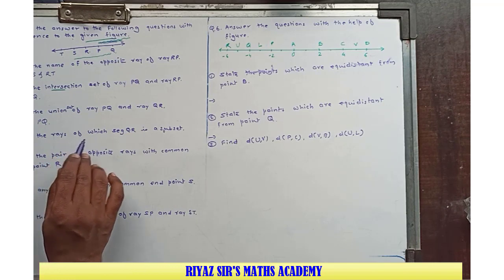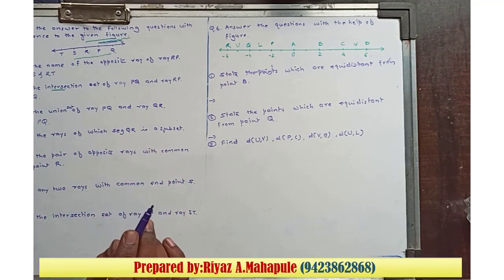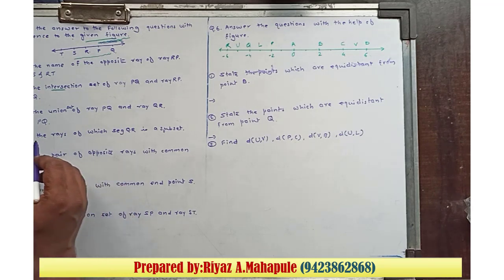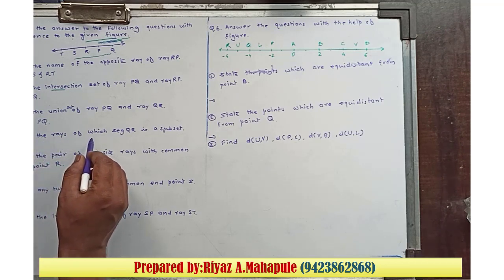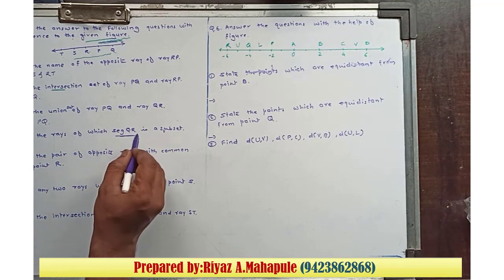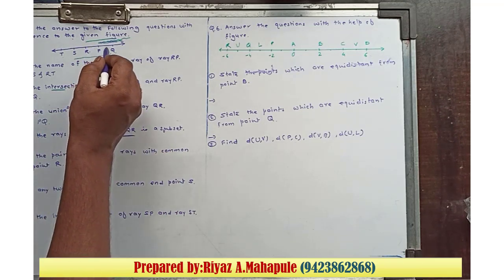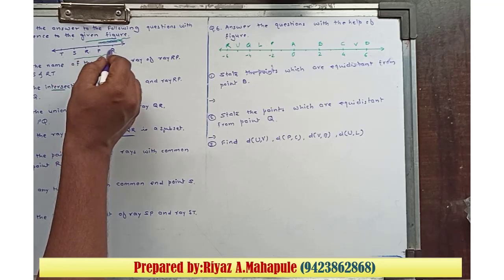State the rays of which segment QR is a subset. अभी subset का definition भी हुआ है अपना. If two sets are there, A and B, if every element of set A is present in B, then A is called the subset of set B. Okay, now here we have to state the rays of which segment QR is a subset. Segment QR ये subset रहेगा, ऐसे rays के नाम लिखना अपने को. Segment QR ये उसका subset रहना चाहिए.